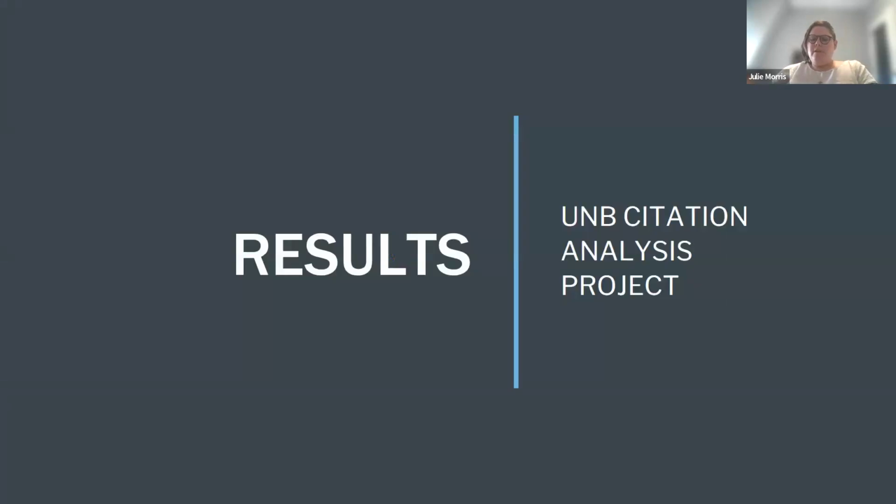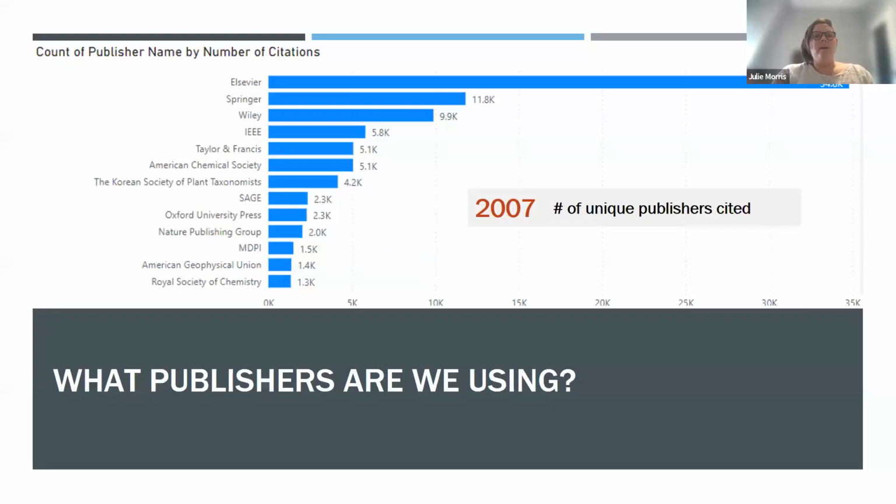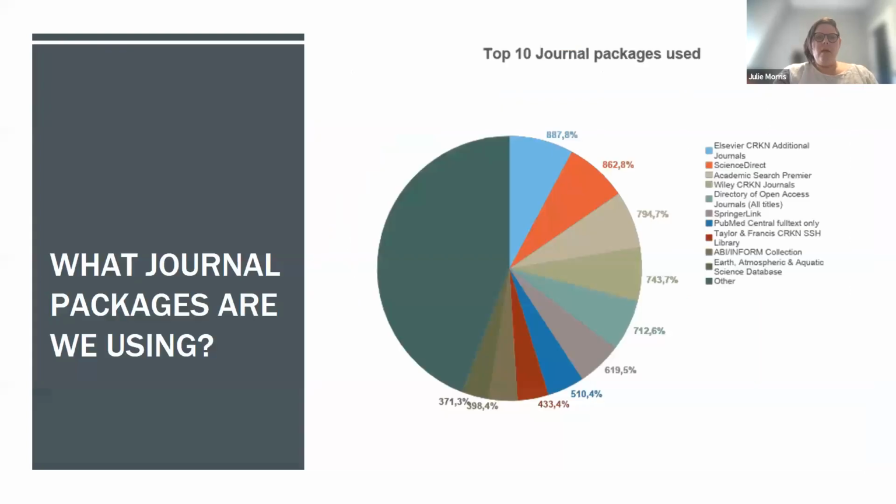So now I'll just talk very briefly about some of the results that I found and some of the potential insights we could gain from doing this kind of exercise. So first, I looked at what publishers are we using, which is self-explanatory. We had about 2,000 different publishers that were cited. What journal packages are we using? This was extremely important if we're looking at unbundling, goes without saying.